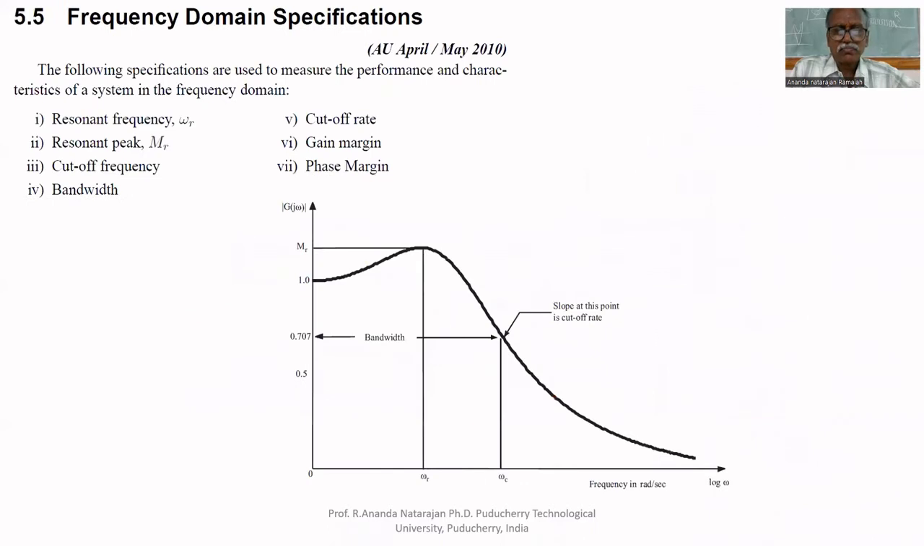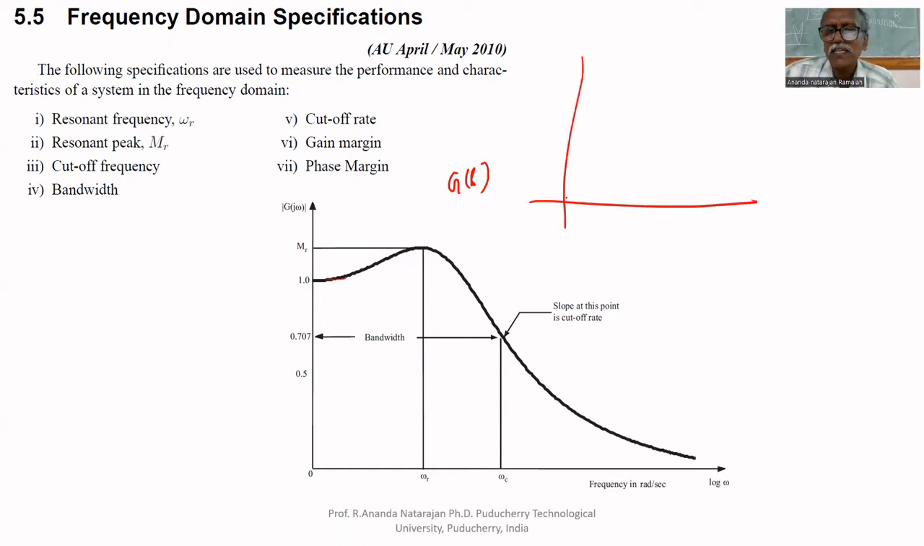That we can do. There are methods to find frequency response. The frequency response will be looking like this. For any G of S, if you plot, it will be like this. This frequency response will be looking like this. Here, the frequency domain specifications can be found from this frequency response.